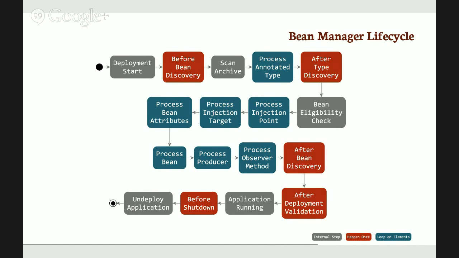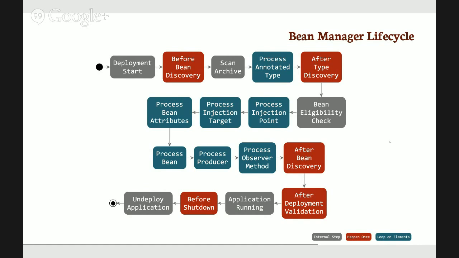And here we have the last step before the runtime. It's the after deployment validation. Usually you use this step to create instances or add information on the console to say, okay, the extension was launched successfully, etc. The application is running, and after the application runs, there is the before shutdown, where you can clean resources and do things here, and the application is undeployed.